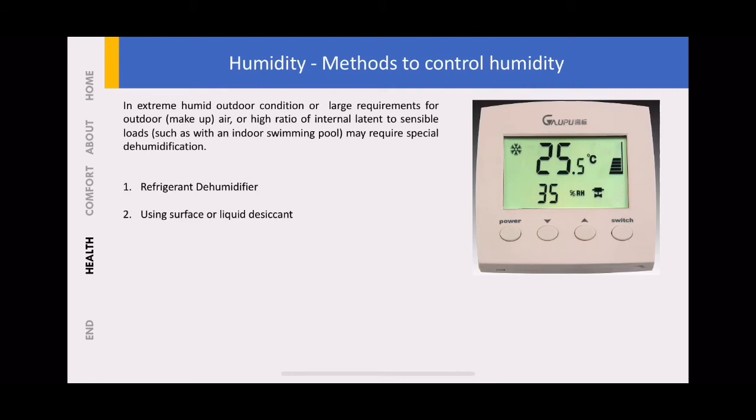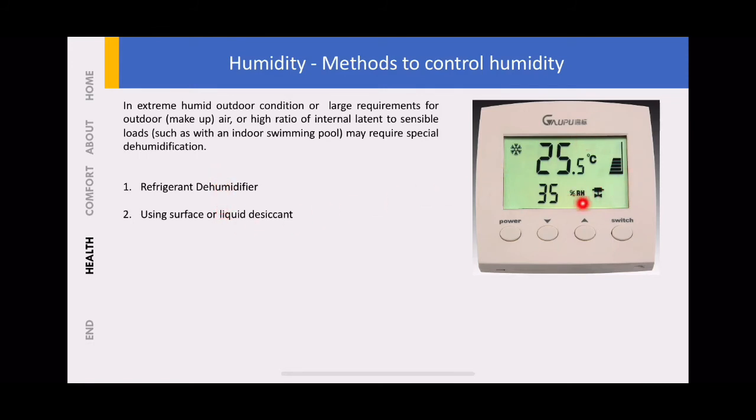In this slide, we talk about the methods to control humidity. So what you're looking at is the one that you're very used to seeing. It is called the humidistat, right? In extreme humid outdoor condition, or large requirement for outdoor makeup air, or high ratio of internal latent to sensible loads such as indoor swimming pool, you may require special dehumidification, right?